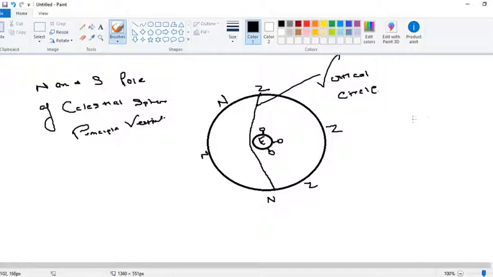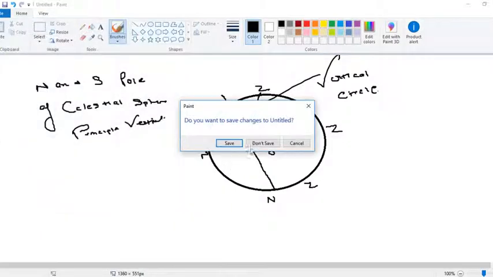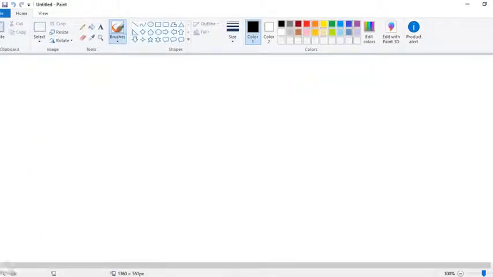The basics are important. Now we are going to talk about the rational horizon diagram, which is very important. First of all, you should know what the rational horizon is. The rational horizon is a great circle on the celestial sphere whose every point is 90 degrees from the zenith and nadir.